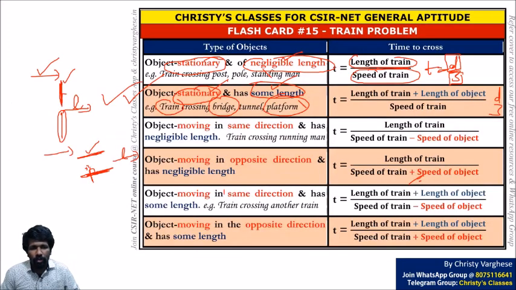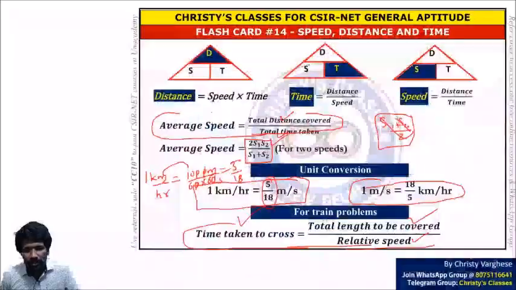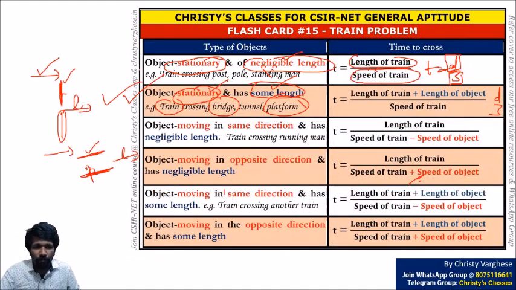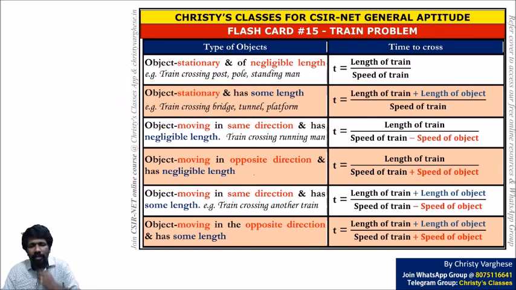Mainly these first two types were repeatedly asked in the CSIR-NET exam. Type 1, type 2. These other types are also there. I will explain those types when the situation comes, so you can go through it for better understanding. Briefly I will mention it and go to the next question. So other types are when the second object is also moving. Second object moving also: negligible length case and some length case, two cases are there.